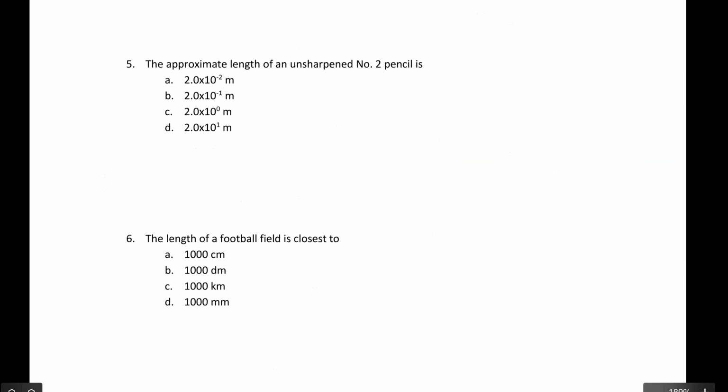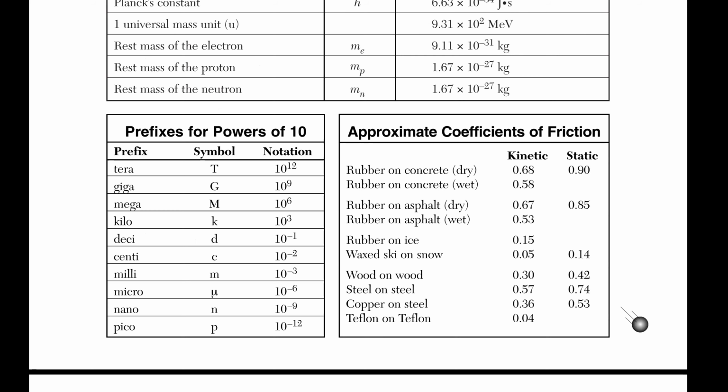Now we got some estimation ones. So if you came here for the estimation problems, here we go. The approximate length of a pencil, and then they give you all these crazy numbers, right? So I like to put them into more manageable numbers that I could visualize if I had to estimate them, right? So 10 to the negative 2. Negative 2 is a centi, all right? So we can convert that.